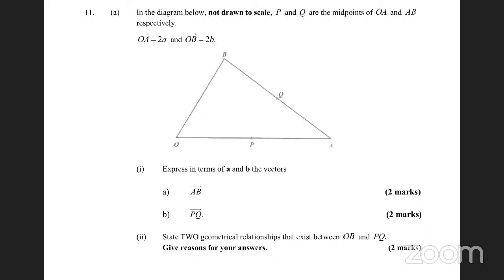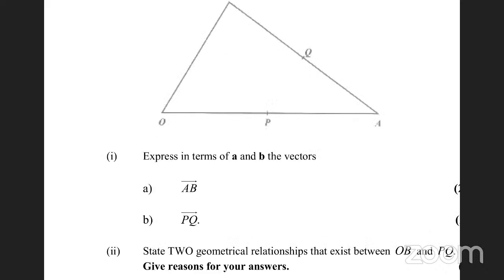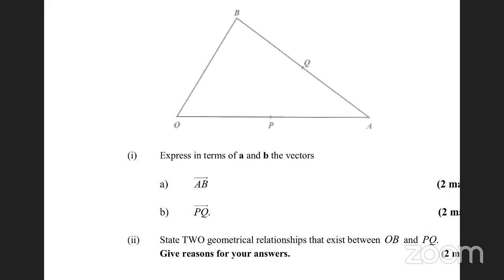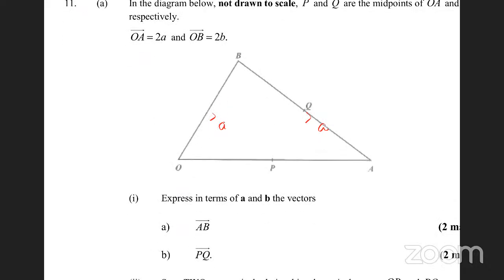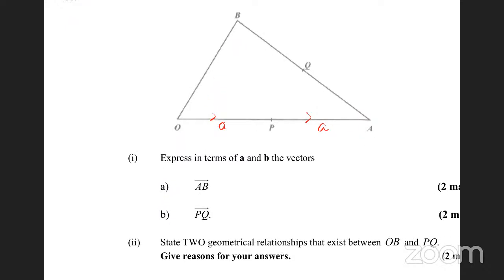OA is 2A, right? And OB is 2B. So here's A, and I put in the arrow. The reason I put it like that is because P is the middle. Q is the midpoint of AB, right? And OB was 2B. So now they want us to find AB.